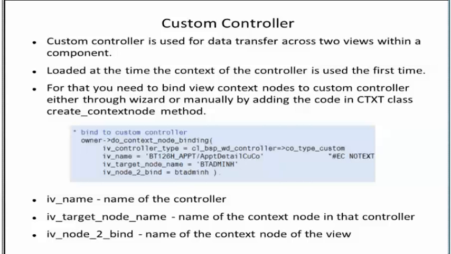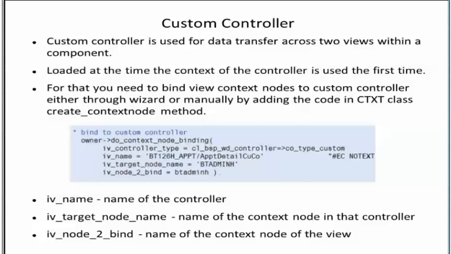So to summarize, custom controllers are basically used to transfer the data between two views within the same component. It cannot be used to transfer the data out of the component. We can create any number of custom controllers, and the instantiation of the custom controller happens on a request basis.